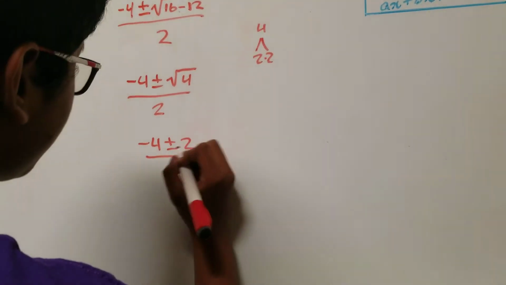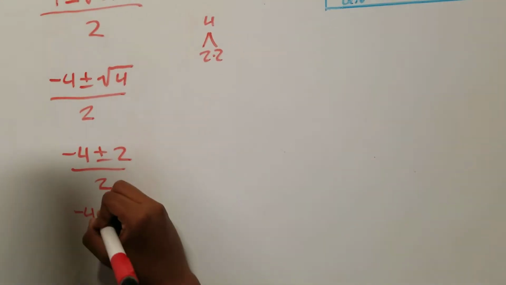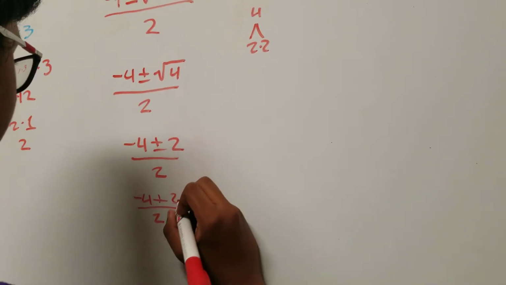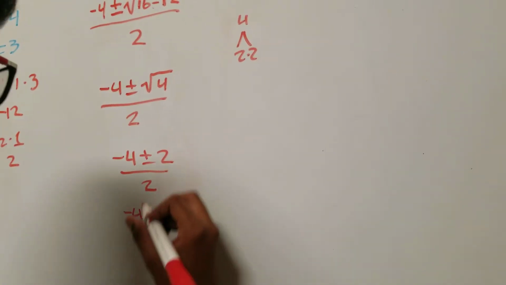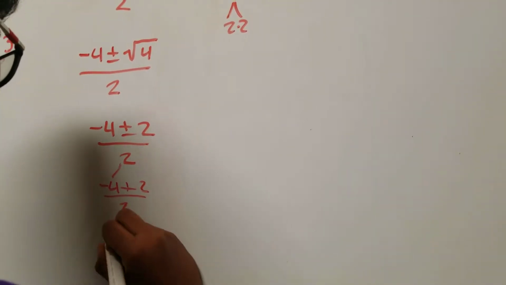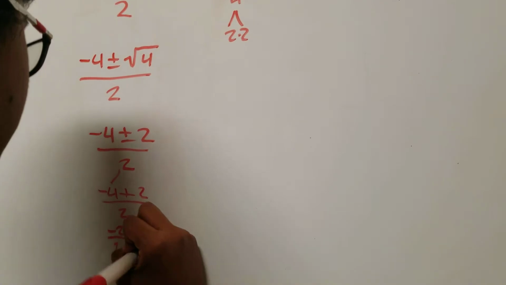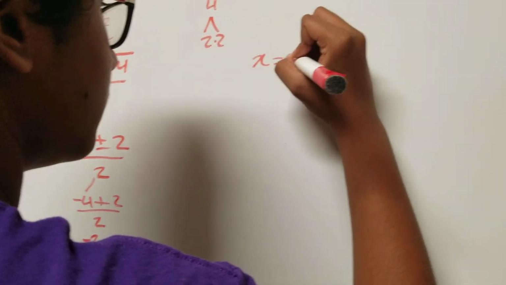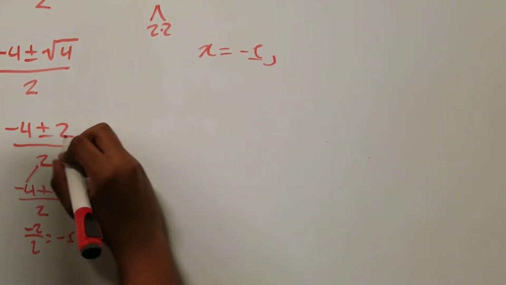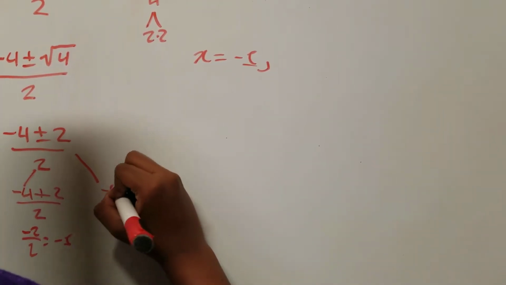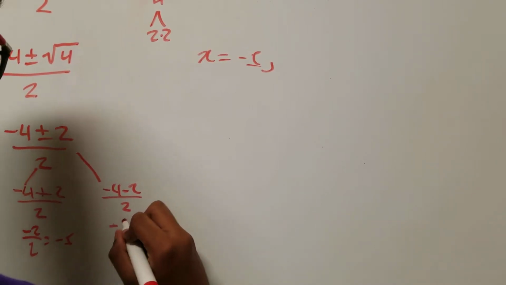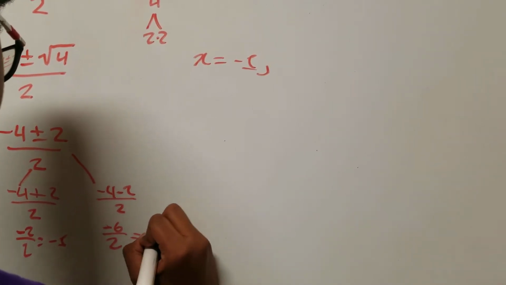and check to see what happens for a plus and for a minus. So if it's a plus, you'd have negative 4 plus 2 over 2. So that leads to negative 2 over 2, which is negative 1. So x equals negative 1, or you could go over here and say that negative 4 minus 2 over 2 gets you negative 6 over 2, which is negative 3.